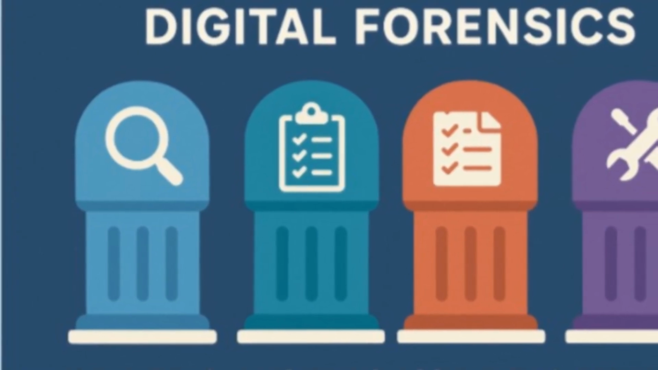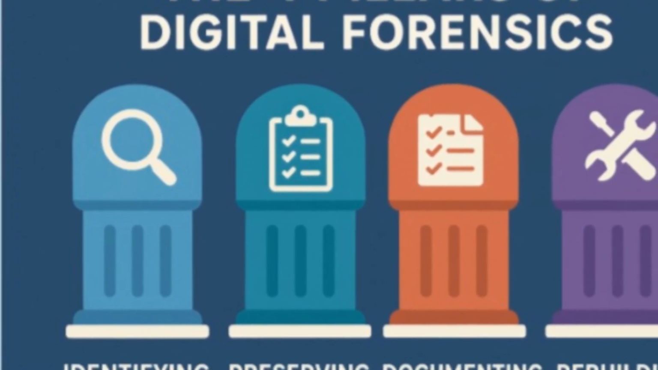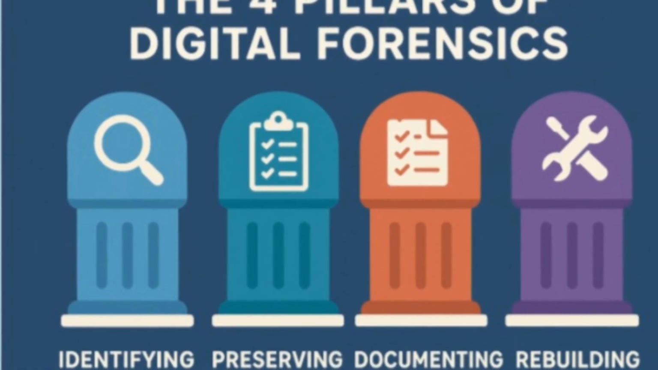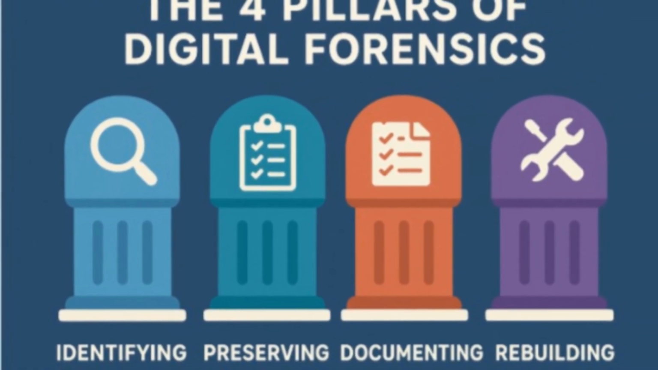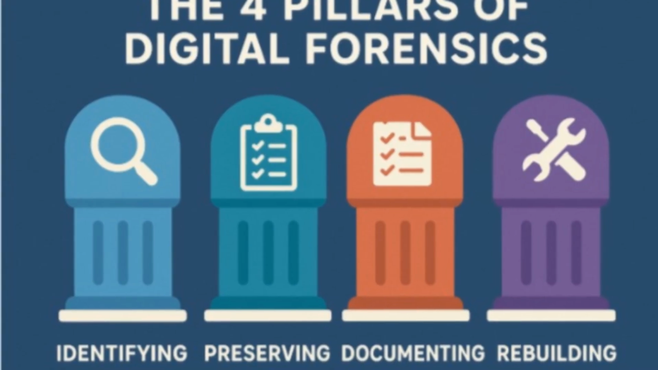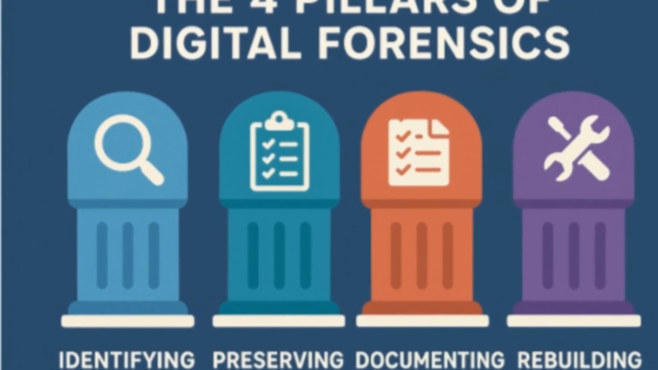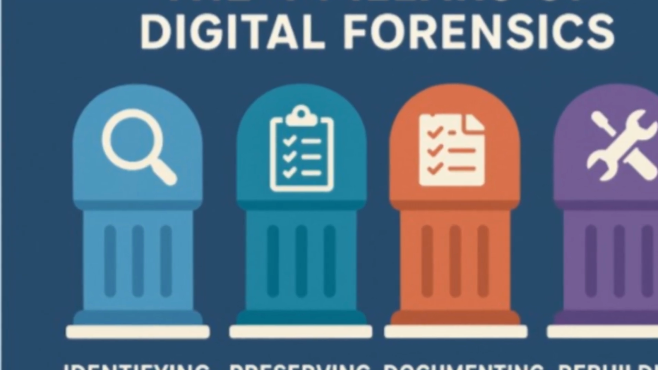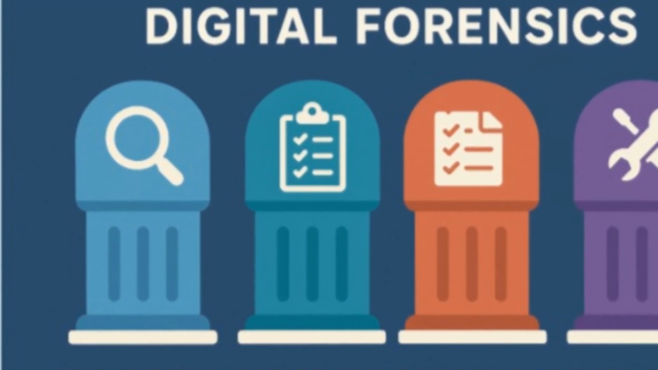The second pillar is preserving the evidence. Protect it from alteration, damage, or destruction. Secure the device physically. Create a forensically sound bit-for-bit duplicate, a forensic image. Preservation is about maintaining the original state. Use write blockers to prevent writes to the original device. The goal, a perfect snapshot in time.